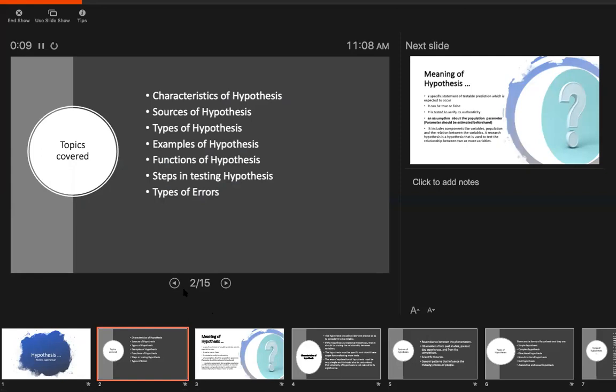We will see what is a hypothesis, what are the characteristics of a hypothesis, what are the sources of hypothesis, what are the types of hypothesis. We'll see some examples of an ideal hypothesis, and then we will see what are the functions or the role a hypothesis plays in research. What are the steps in testing a hypothesis?